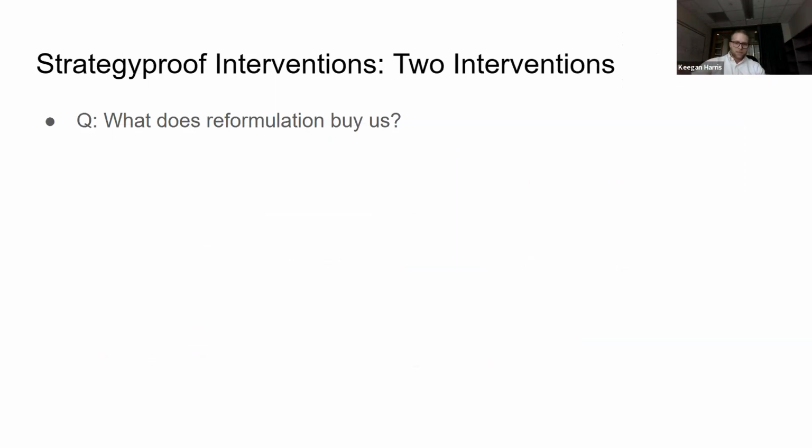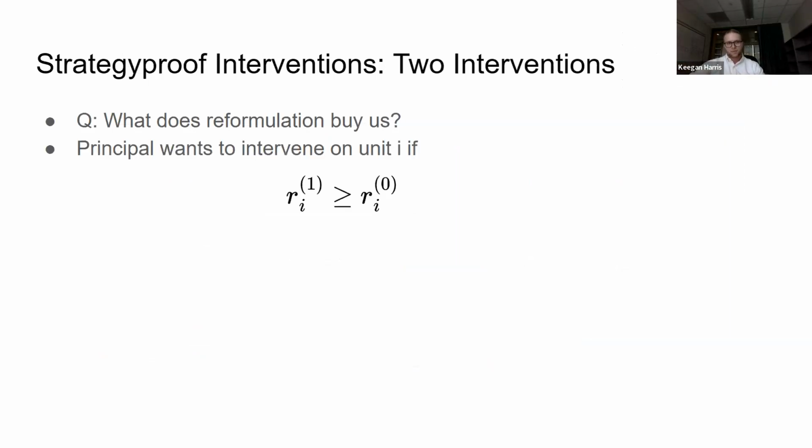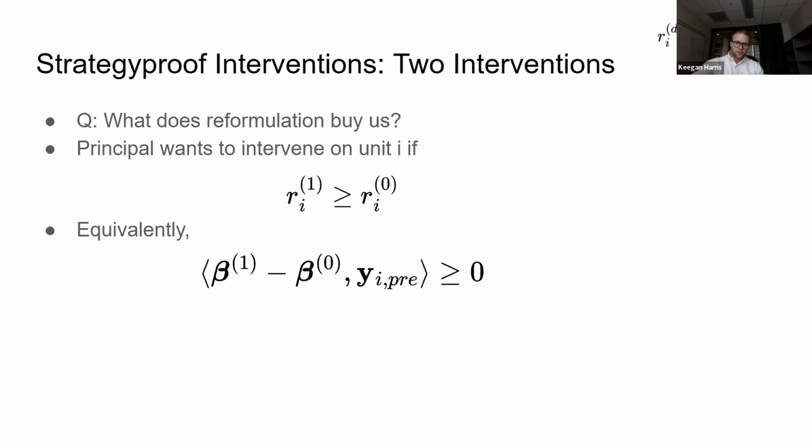And you may ask, okay, well, what does this reformulation give us? Well, we know that the principal wants to intervene on some unit i if the reward for intervening is greater than or equal to the reward for letting that unit remain under control. So using our reformulation, you can show that it's equivalent to this condition on the pre-intervention outcomes, where beta 1 is this linear function associated with the reward under intervention 1 and analogously for beta 0.